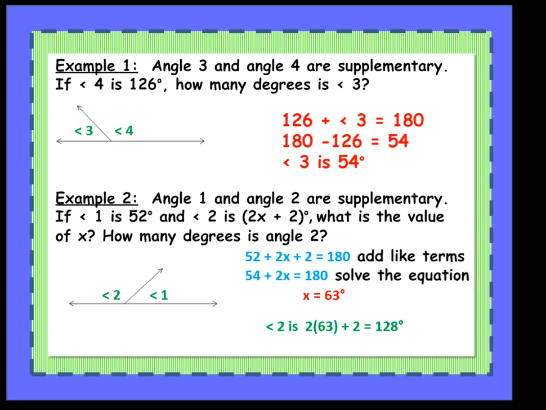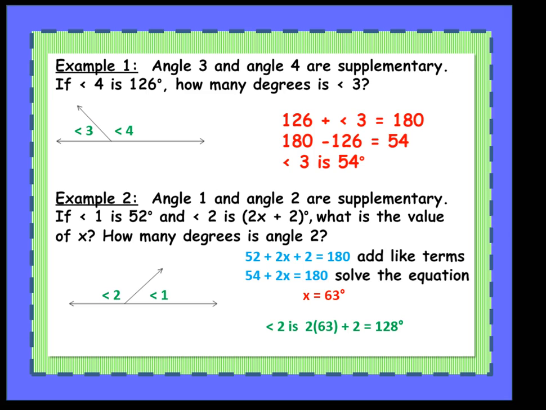Alright, so example 1. Angle 3 and angle 4 are supplementary. If angle 4 is 126 degrees, how many degrees is 3? So this is just like example 1 on the last one. They give you one of the angles, you have to solve for the other.